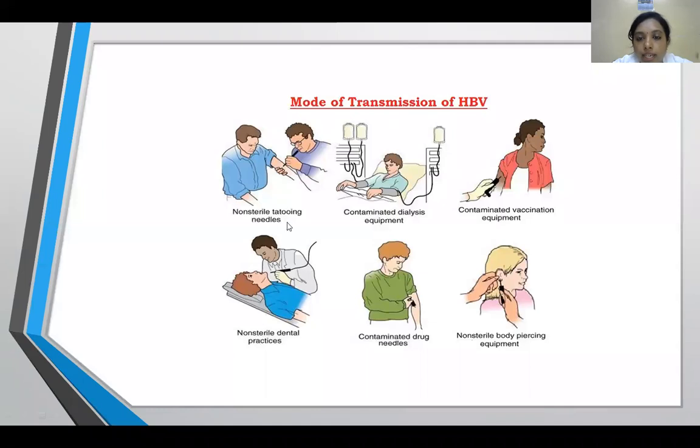So this is the diagrammatic representation I have put for you. Modes of transmission: non-sterile tattooing needles, dialysis, vaccination, any kind of vaccination like rabies or anything. So any non-sterile equipment. Nowadays you don't see this, because everything they are using is disposable with very safe precautions. Initially, there was an age where they used glass bottles for IV fluids. You must have seen in old 80s and 90s films, for blood transfusion they used the same glass bottle. Then hepatitis B virus transmission was very common. So this includes non-sterile dental practices, contaminated drug needles, IV drug users, and non-sterile body piercing or tattooing equipment.